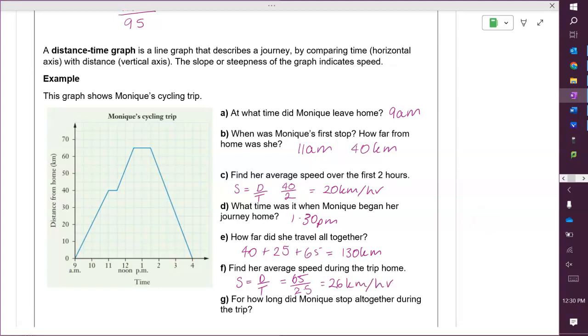So for how long did she stop altogether on the trip? So we can see here, this was a half an hour stop, and this was an hour stop. So we've got 30 minutes plus our 60 minutes, which tells us it's 1 hour and 30 minutes that she was resting.